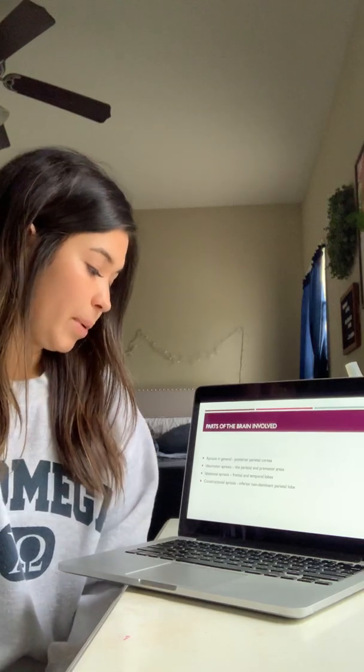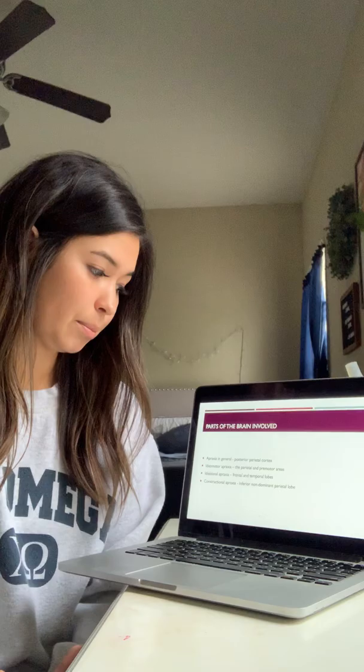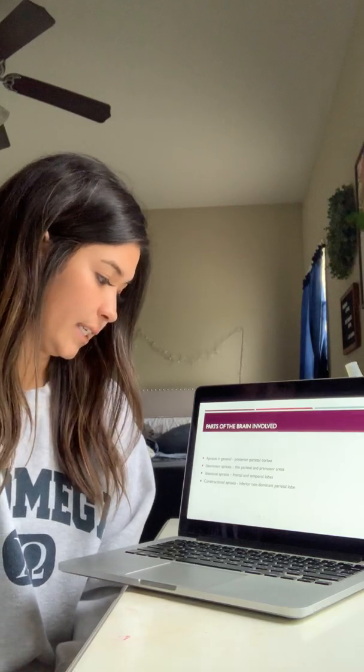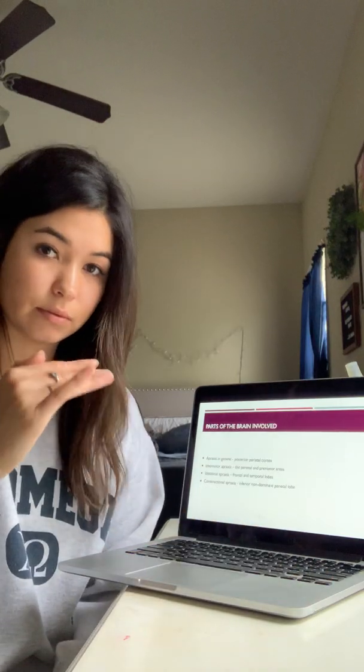The part of the brain involved in apraxia in general is the posterior parietal cortex. It goes more into depth for the other apraxias I found. Ideomotor apraxia involves the parietal and premotor areas of the brain. Conceptual apraxia is the frontal and temporal lobe. And constructional apraxia involves the inferior non-dominant parietal lobe of the brain. So you can see the different parts of the brain affect different parts of the body that apraxia is controlling.